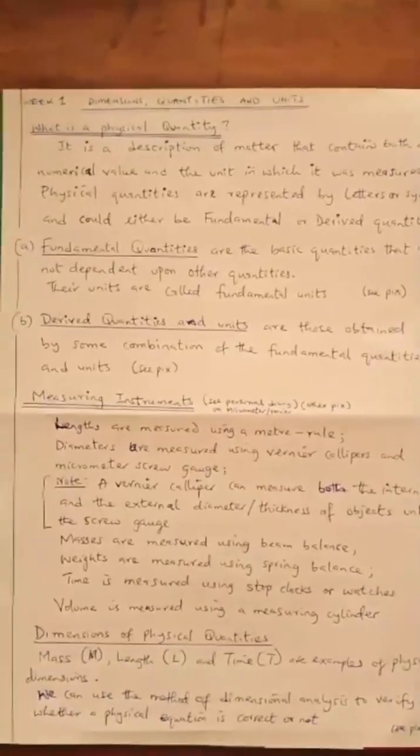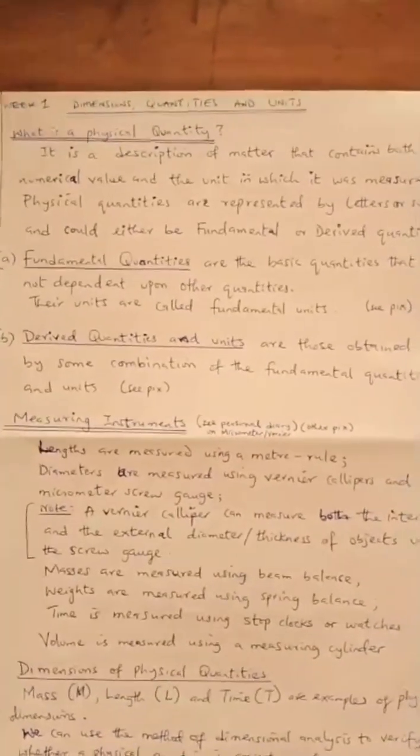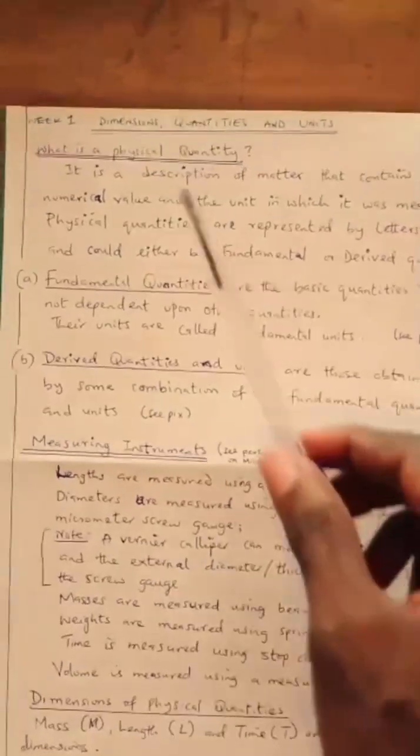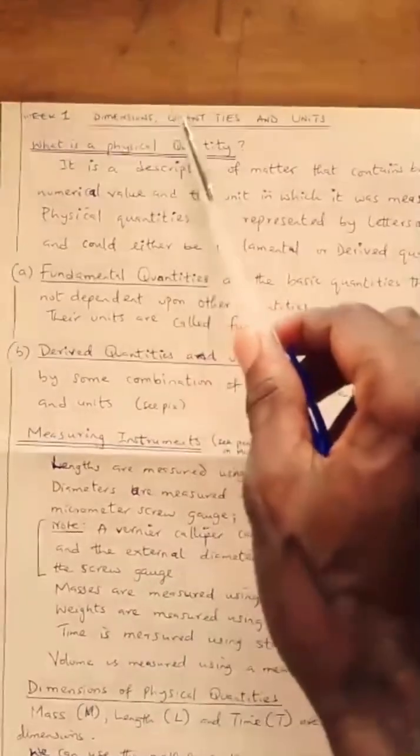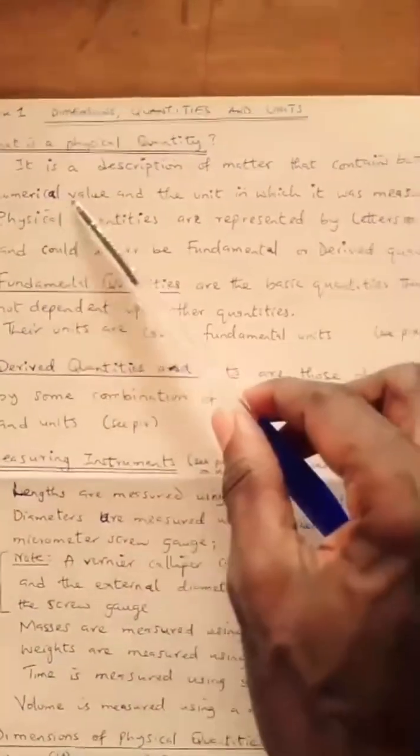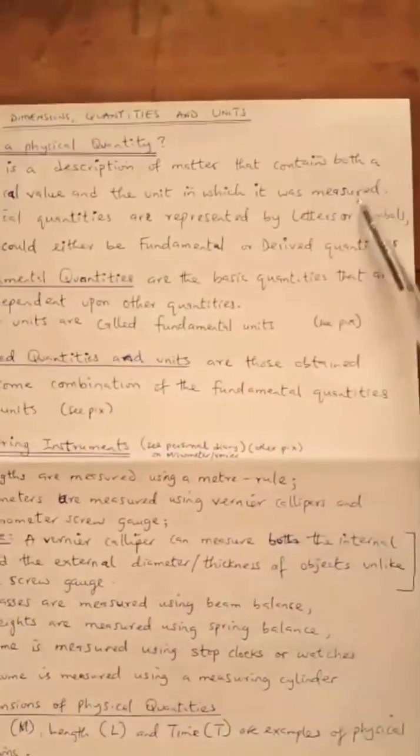All right. Our topic for this week one is dimensions, quantities, and units. Let's start up. What is a physical quantity? It is a description of matter that contains both a numerical value and the unit in which it was measured.